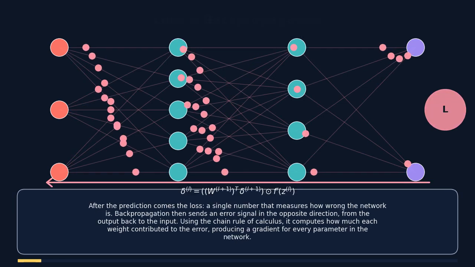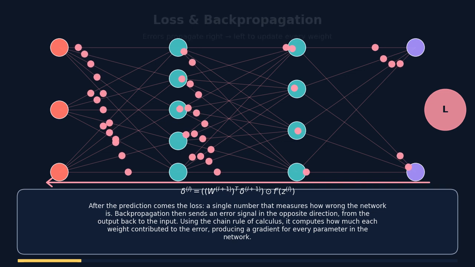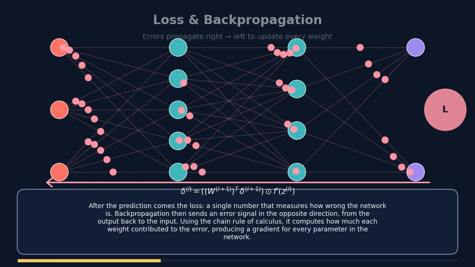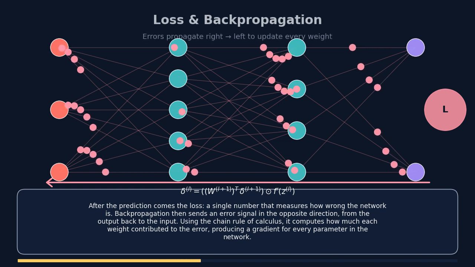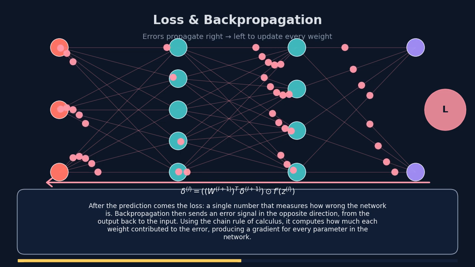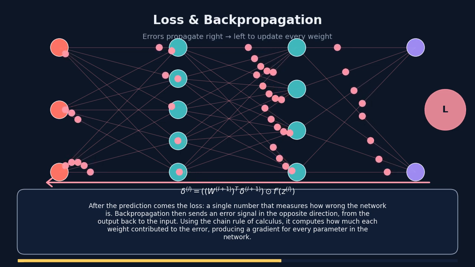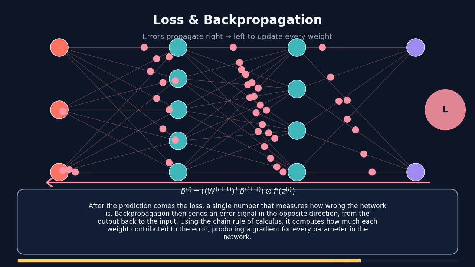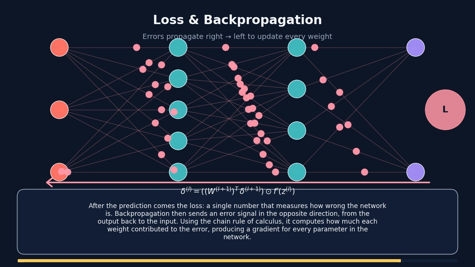After the prediction comes the loss, a single number that measures how wrong the network is. Backpropagation then sends an error signal in the opposite direction, from the output back to the input. Using the chain rule of calculus, it computes how much each weight contributed to the error, producing a gradient for every parameter in the network.